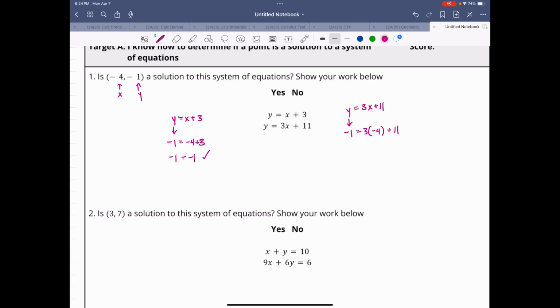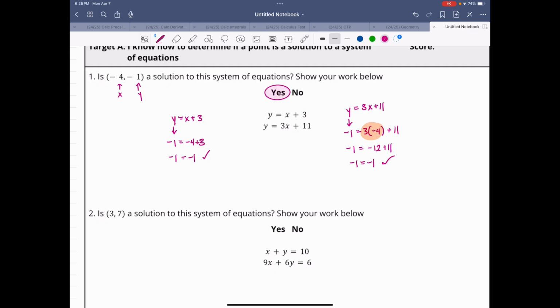Now, in this problem, it's a little bit different because we have a product of these two terms before we add the 11. So just like we did before, we're going to simplify on both sides. 3 times -4 is -12 plus 11. -12 plus 11 is -1, which is also true. So because this point works for both of our equations, we would consider this, yes, that is a solution.